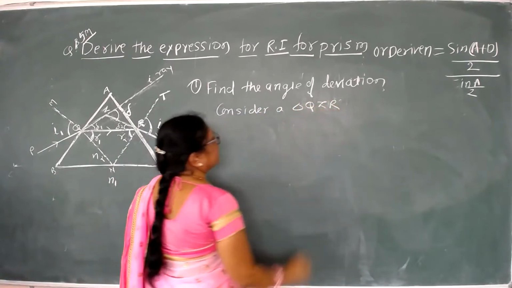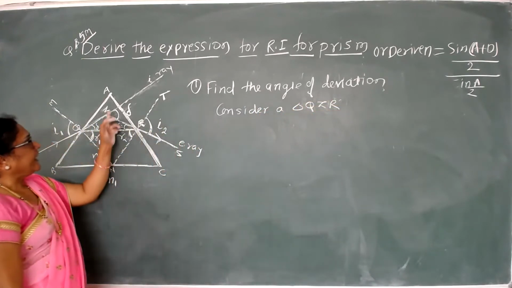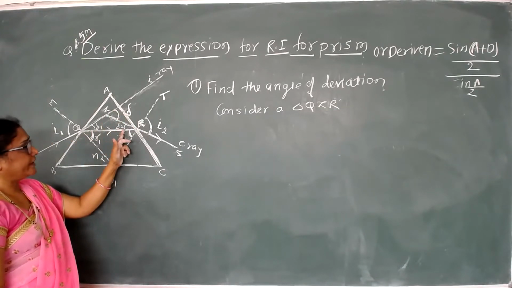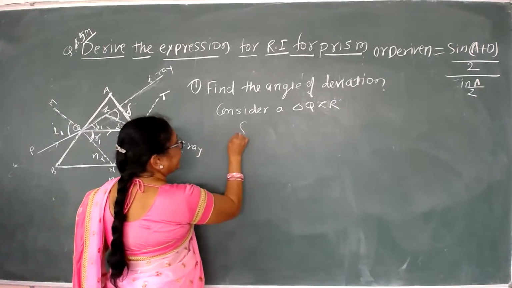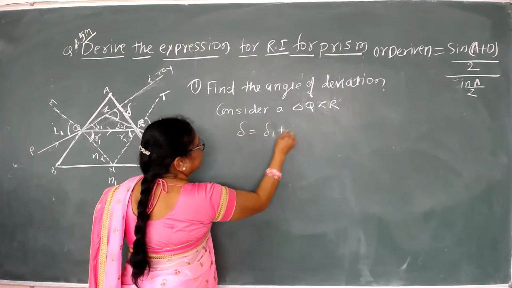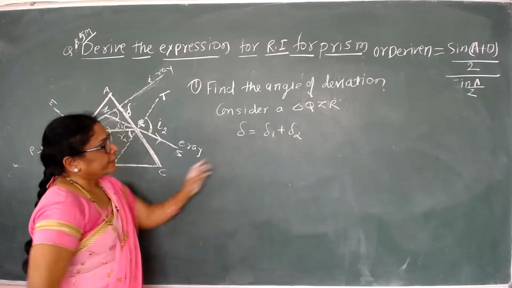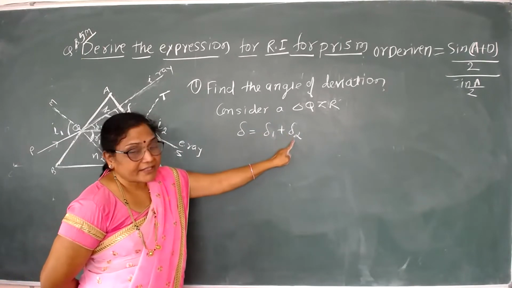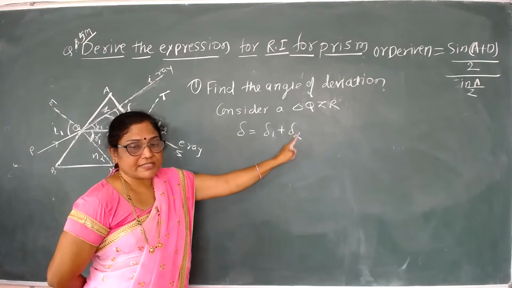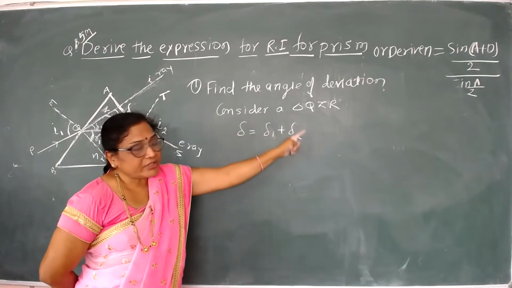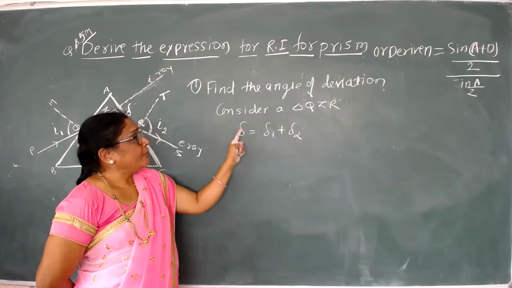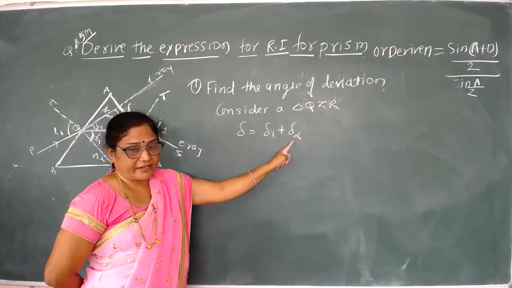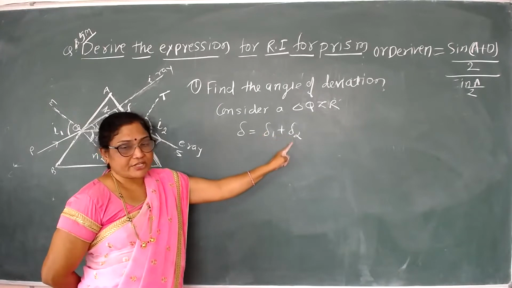In the triangle QZR, delta is the exterior angle and delta 1 and delta 2 are the interior angles. Therefore, delta is equal to delta 1 plus delta 2. Delta 1 is the deviation due to the first surface and delta 2 is the deviation due to the second surface. So to find the deviation due to the prism, that is the exterior angle, the exterior angle is the sum of the interior angles, that is delta 1 plus delta 2.